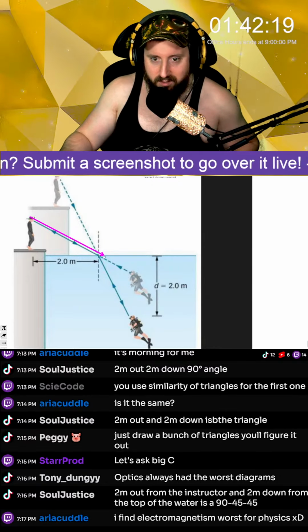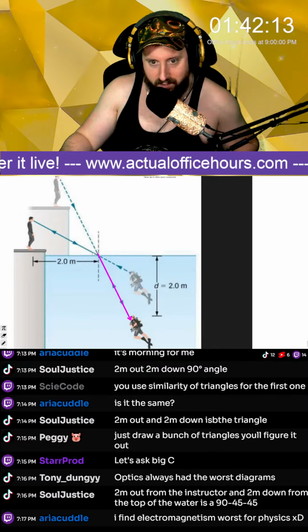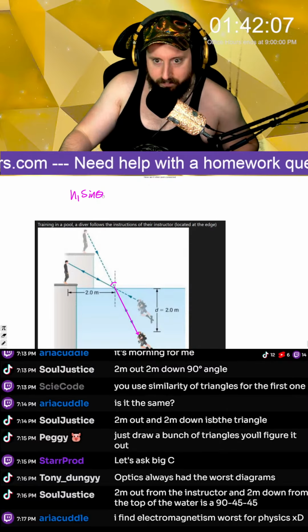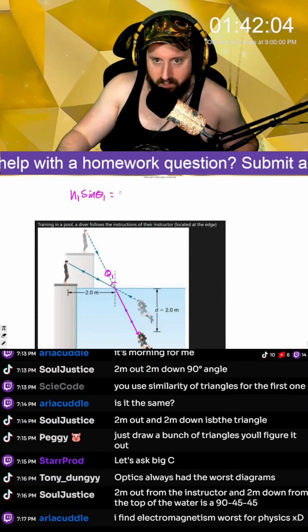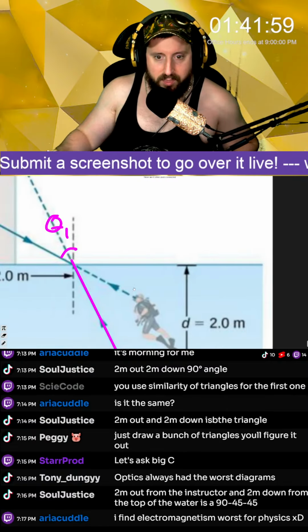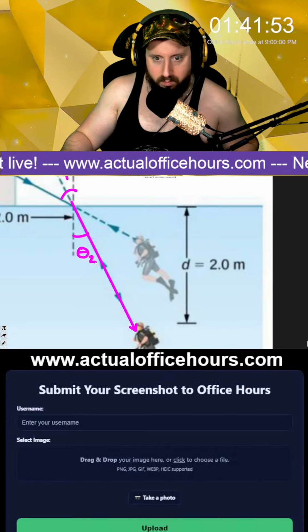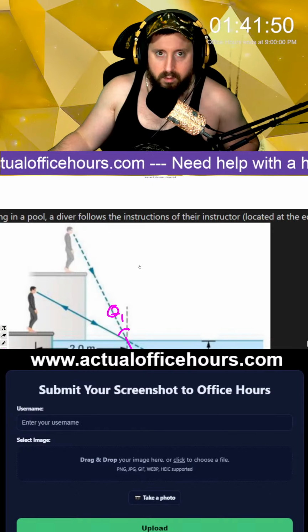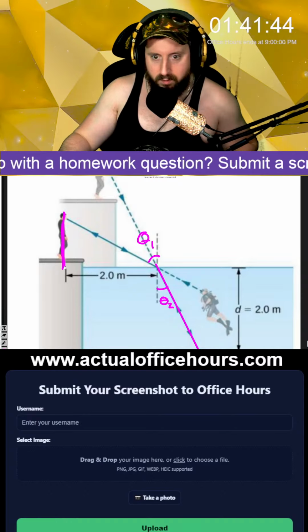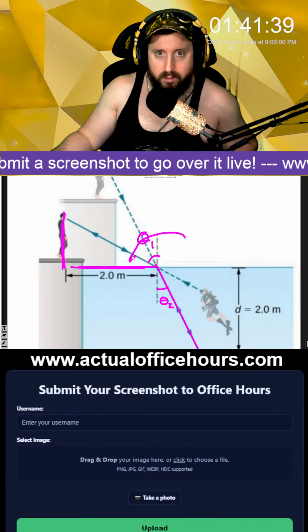I know if I have light that's coming from air and then it hits a medium, then it's n1 sine theta 1 equal to n2 sine theta 2, where that's theta 1 and this is theta 2. That is Snell's law. I'm trying to figure this out. I know this is 2. So if I could figure out what this angle is, then we're money, right?